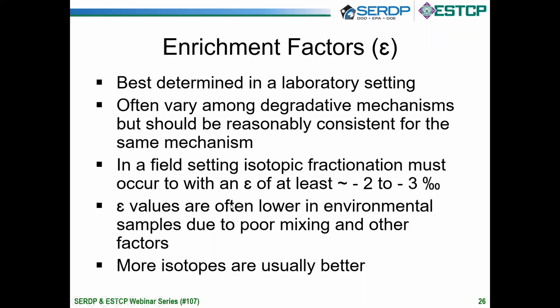If you're looking to employ CSIA in the field, then you really want to have an enrichment factor of at least on the order of -2 to -3 per mil. Because if you're taking samples from a well, if this is a groundwater issue, there are always mixing issues in the field, and enrichment tends to be muted somewhat in a field setting. And I'll always say more isotopes are usually better. If you can get dual isotope or triple isotope analysis for a chemical, you can gain a lot more information than using one isotope, and I'll provide some illustrations of that.